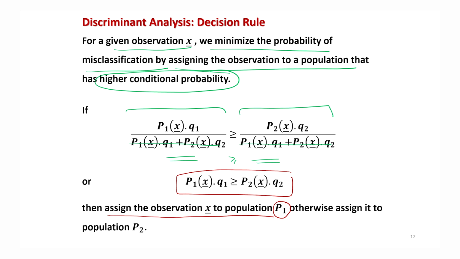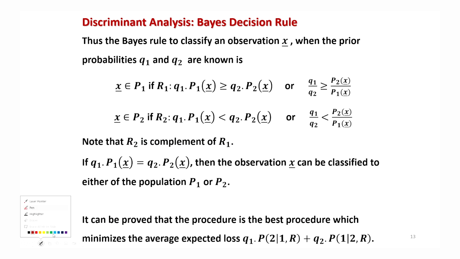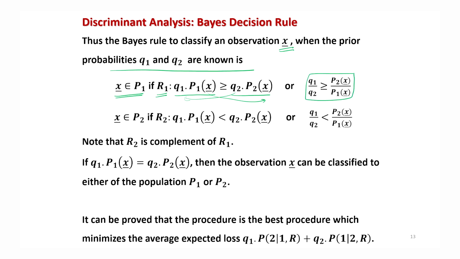Right. And now I can formulate this Bayes rule to classify an observation x when the prior probabilities Q1 and Q2 are known like this. The observation belongs to P1 if the region R1 is such that Q1 into P1(x) is greater than or equal to Q2 into P2(x). Or this can be written as, if you bring Q2 here and P1(x) to the right hand side, more simply Q1 upon Q2 is greater than or equal to P2(x) upon P1(x).